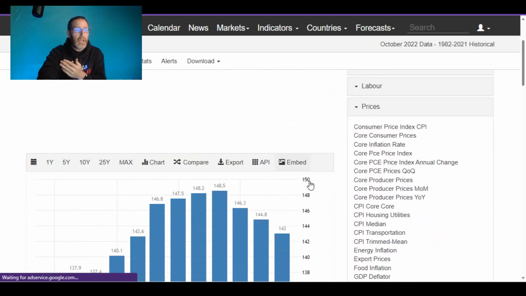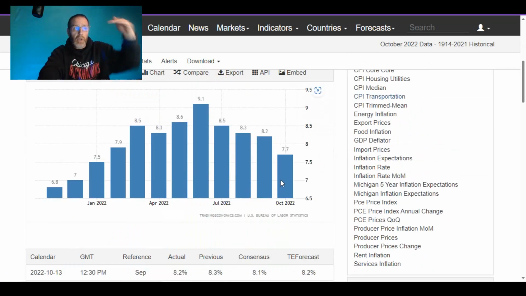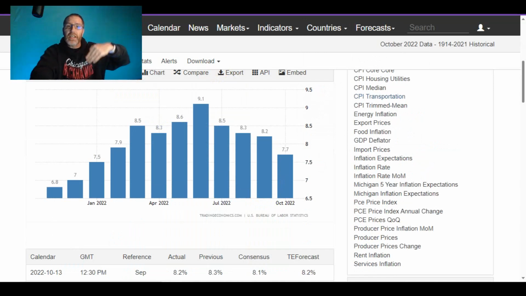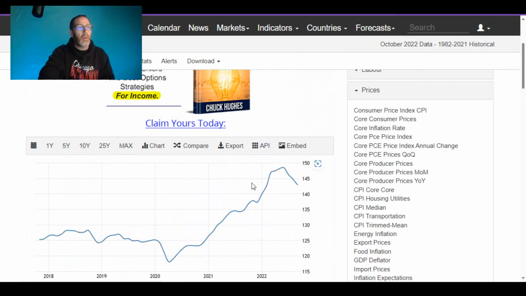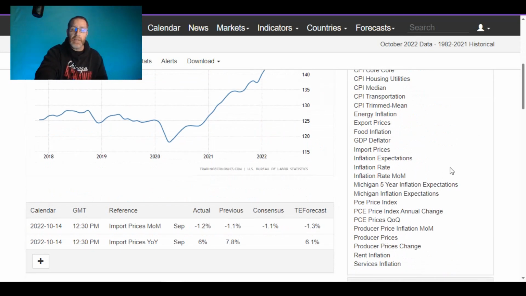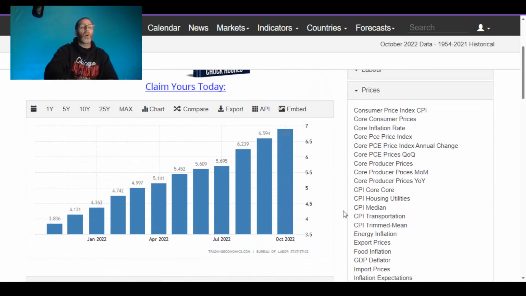import prices. You could pick any metric you want. So yes, I understand that we are seeing a decline here, but just like I showed you in the transportation, it just had a blip on up. Interesting. Yes. So CPI data is a lot more than what is just out there in the big broad number. What about rent inflation? Oh crap.